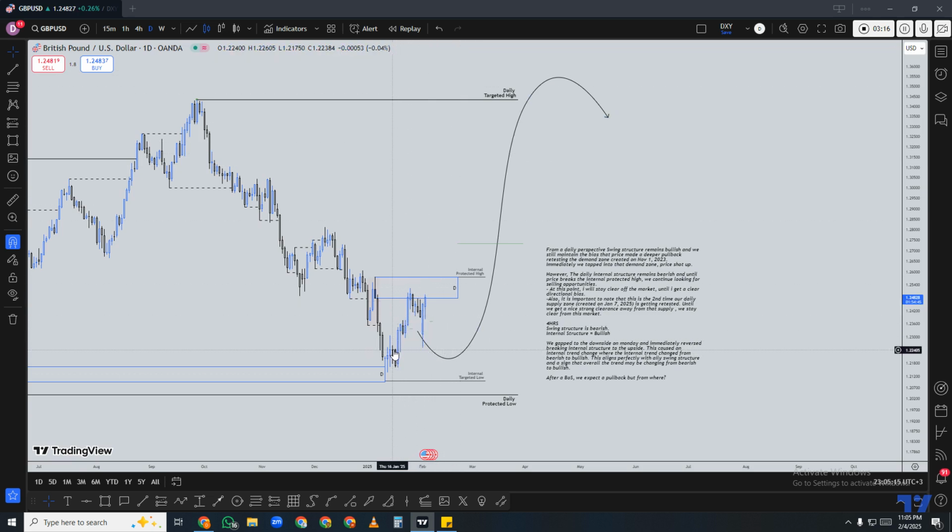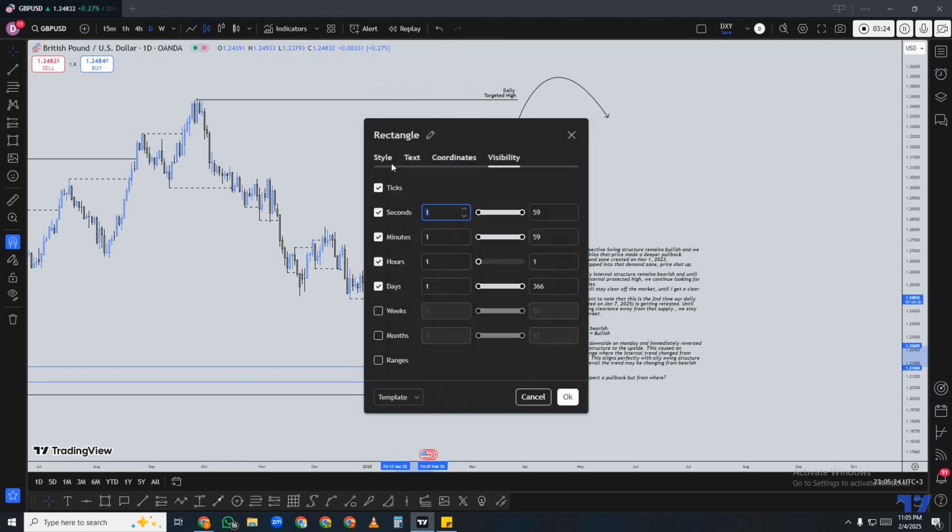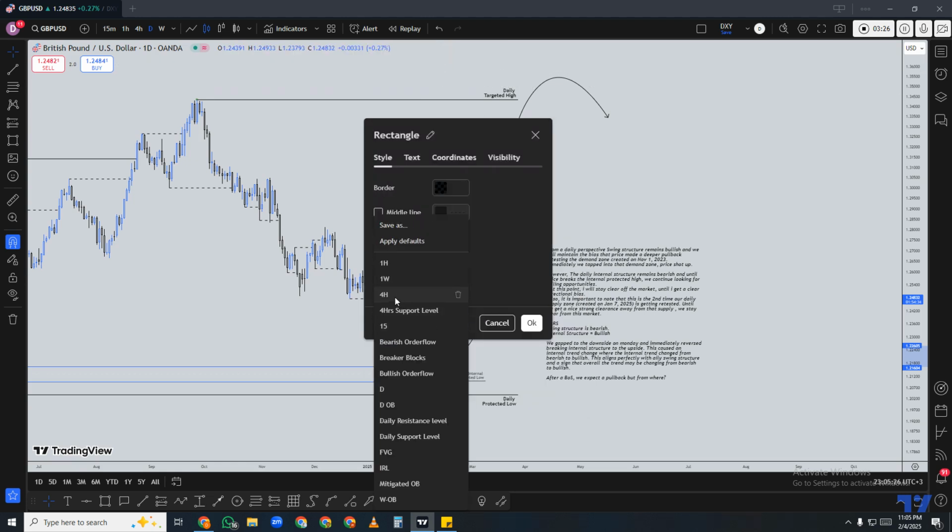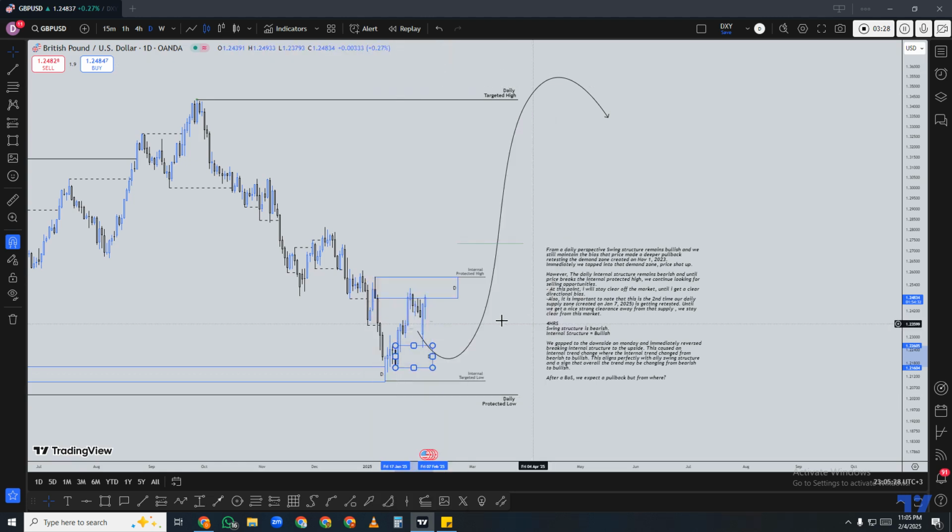Price came into that demand zone right there, and that is what we are reacting from, or that is what is giving this market a lot of power to push. Right now, I think it's very important to just stay clear of the market.